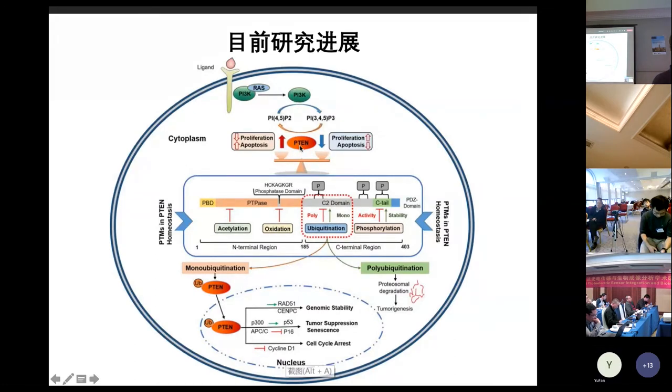And since we know PTEN is a tumor suppressor, that is why we want to protect it in the cells. And PTEN can be modified by various modifications. Ubiquitination is one of the key modifiers of PTEN: it can be mono-ubiquitination and go into the nucleus, or poly-ubiquitination and go to the proteasome for degradation. And this will lead to tumorigenesis. That's why we want to identify the key ubiquitination enzyme, because by targeting this E3 ligase we can prohibit tumorigenesis.